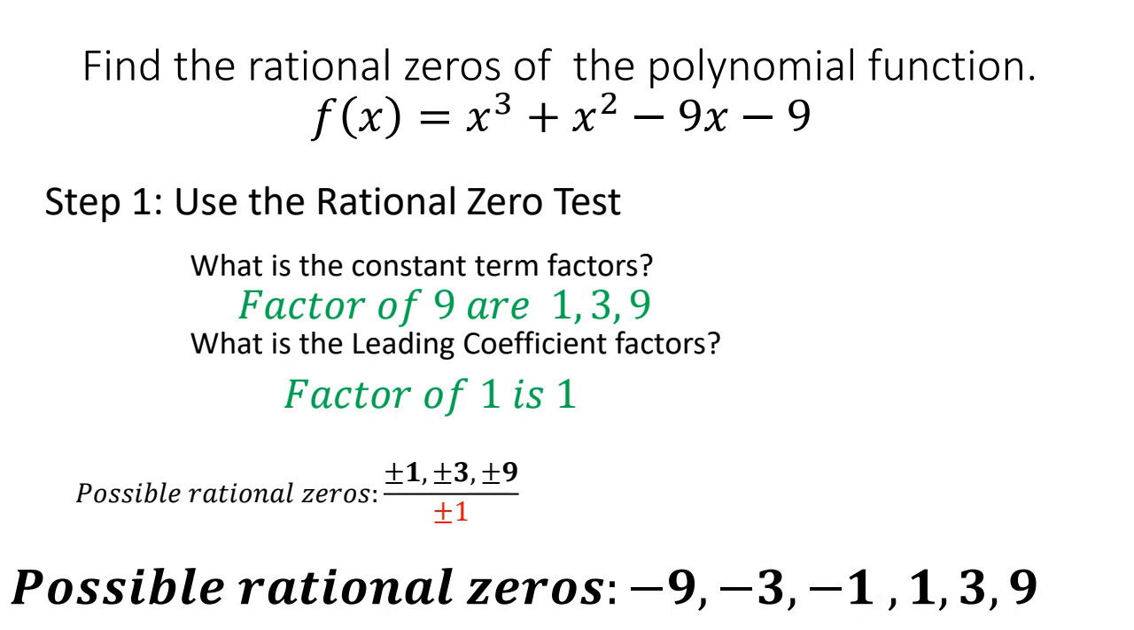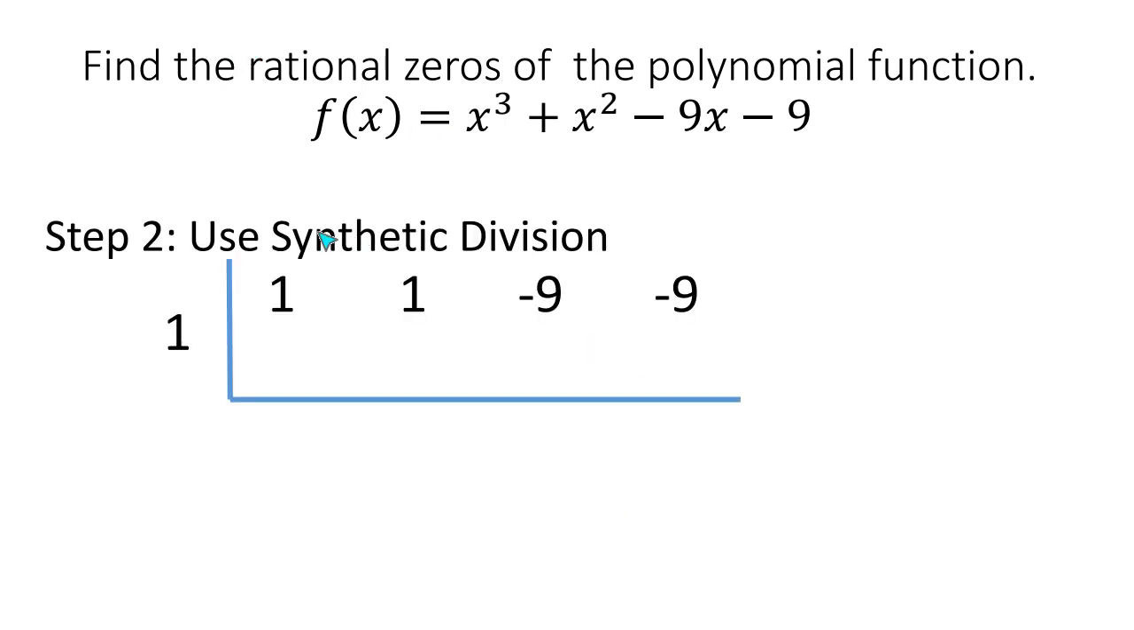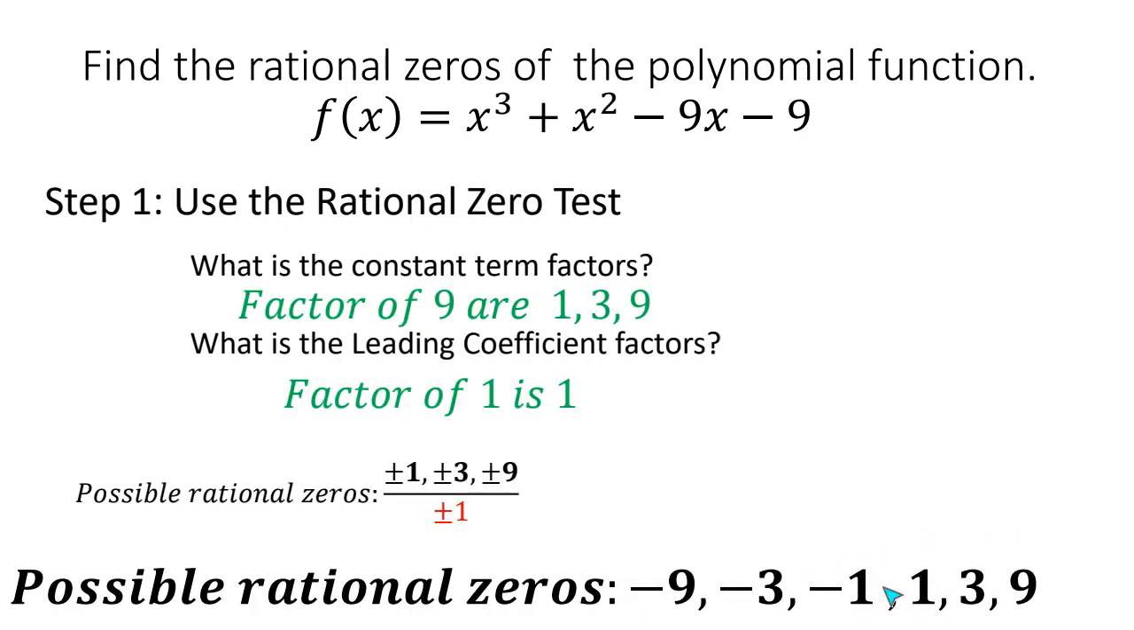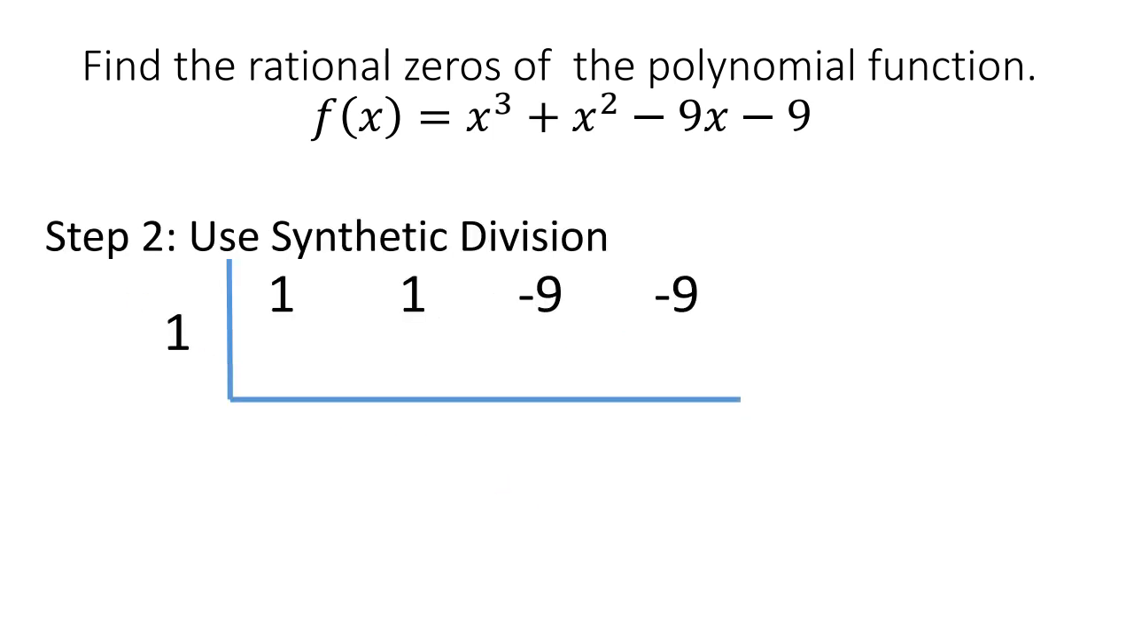next step, which is we can use synthetic division, and you can pick any of these possible zeros. I always like to start with 1. So I'm going to start with 1 and apply synthetic division. I bring down the 1. 1 times 1 is 1. Add it to this 1, we get 2. 2 times 1 is 2. Plus negative 9 is negative 7. Times 1 is negative 7. And we end up with negative 16.